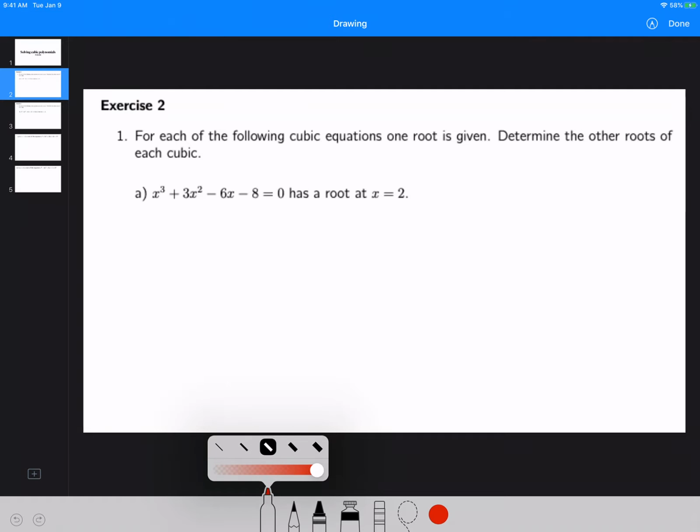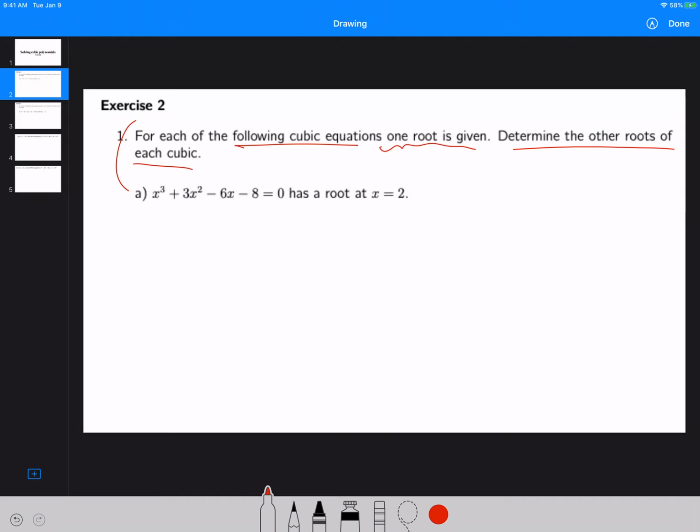So for the first question, they're going to ask you, for each of the following cubic equations, one root is given. Determine the other roots of each cubic. All right, so I'm given a cubic equation, and it says that it has a root at x is equal to 2. Now, what is a root, you may ask?